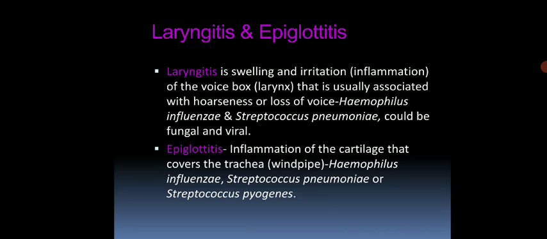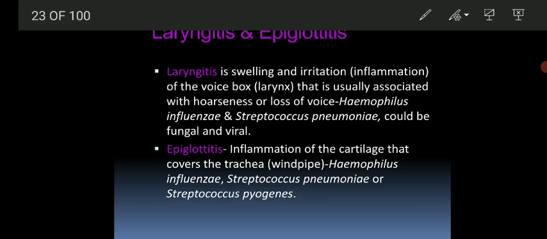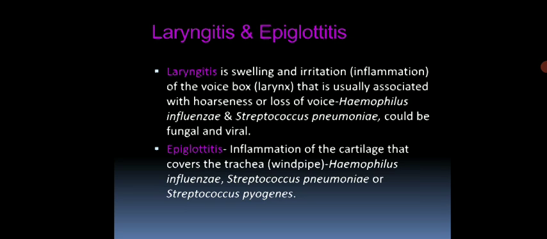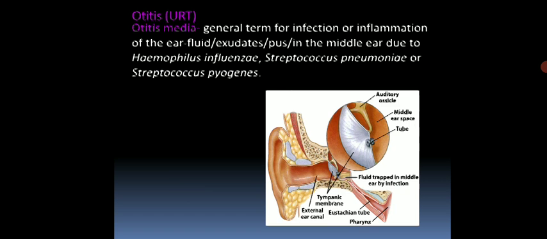So laryngitis is the swelling and irritation, that is inflammation, of the voice box, that is the larynx, that is usually associated with hoarseness or loss of voice, and it is caused by Haemophilus influenzae as well as Streptococcus pneumoniae, could be fungal and viral. In case of epiglottitis, it is the inflammation of the cartilage that covers the trachea, that is known as the windpipe, and Haemophilus influenzae, Streptococcus pneumoniae or Streptococcus pyogenes cause the infection known as epiglottitis. So these are laryngitis as well as epiglottitis infections.